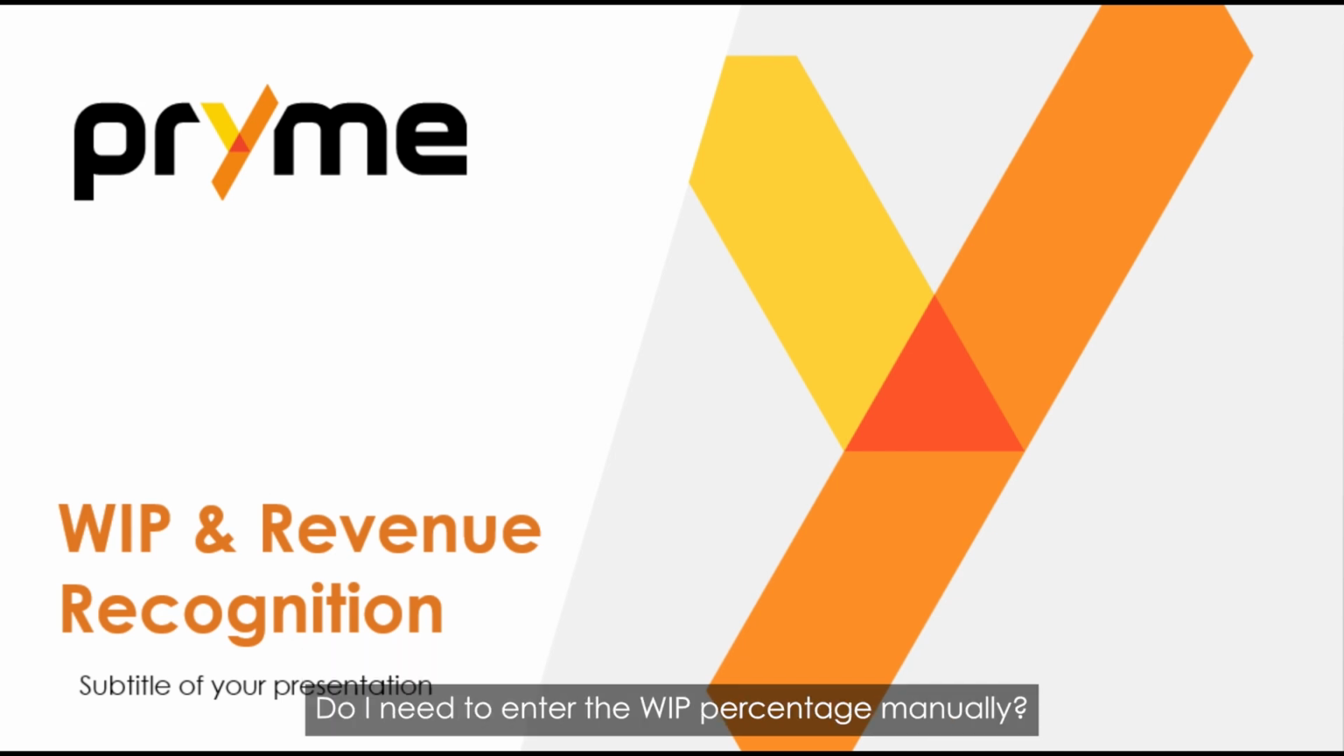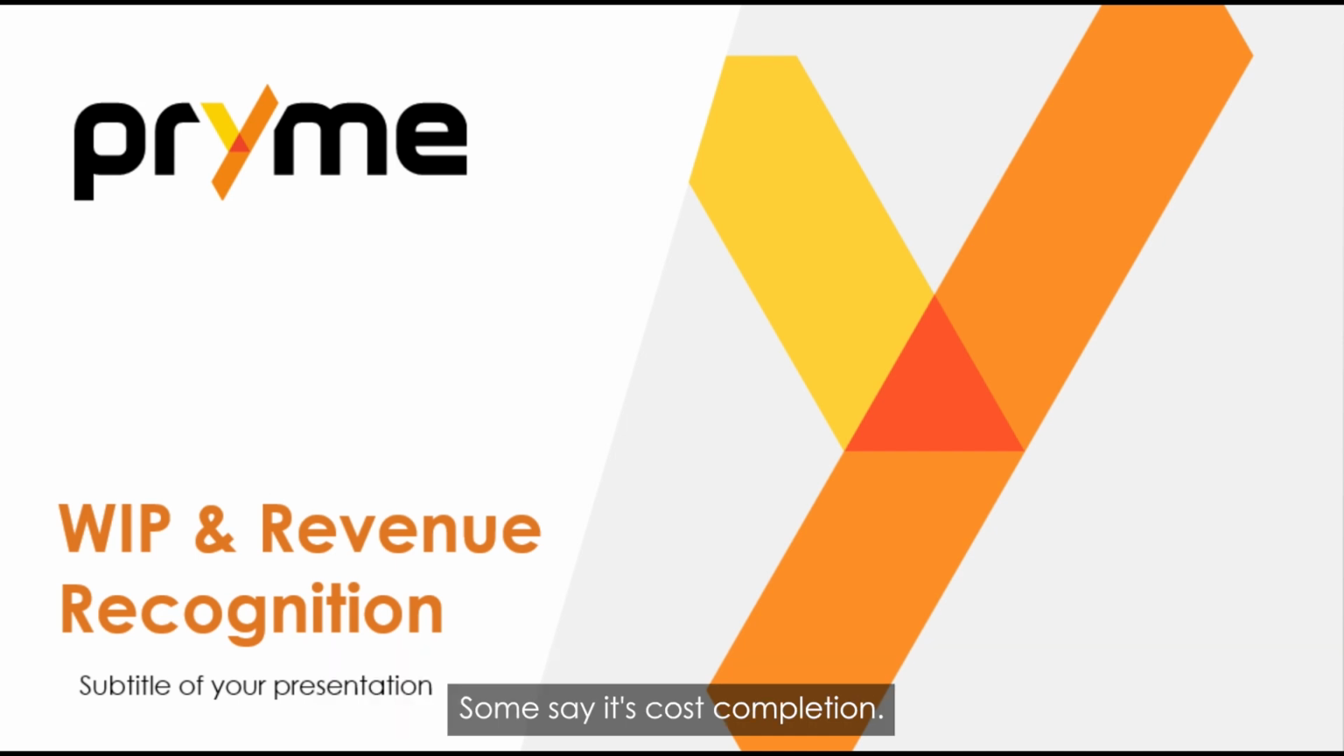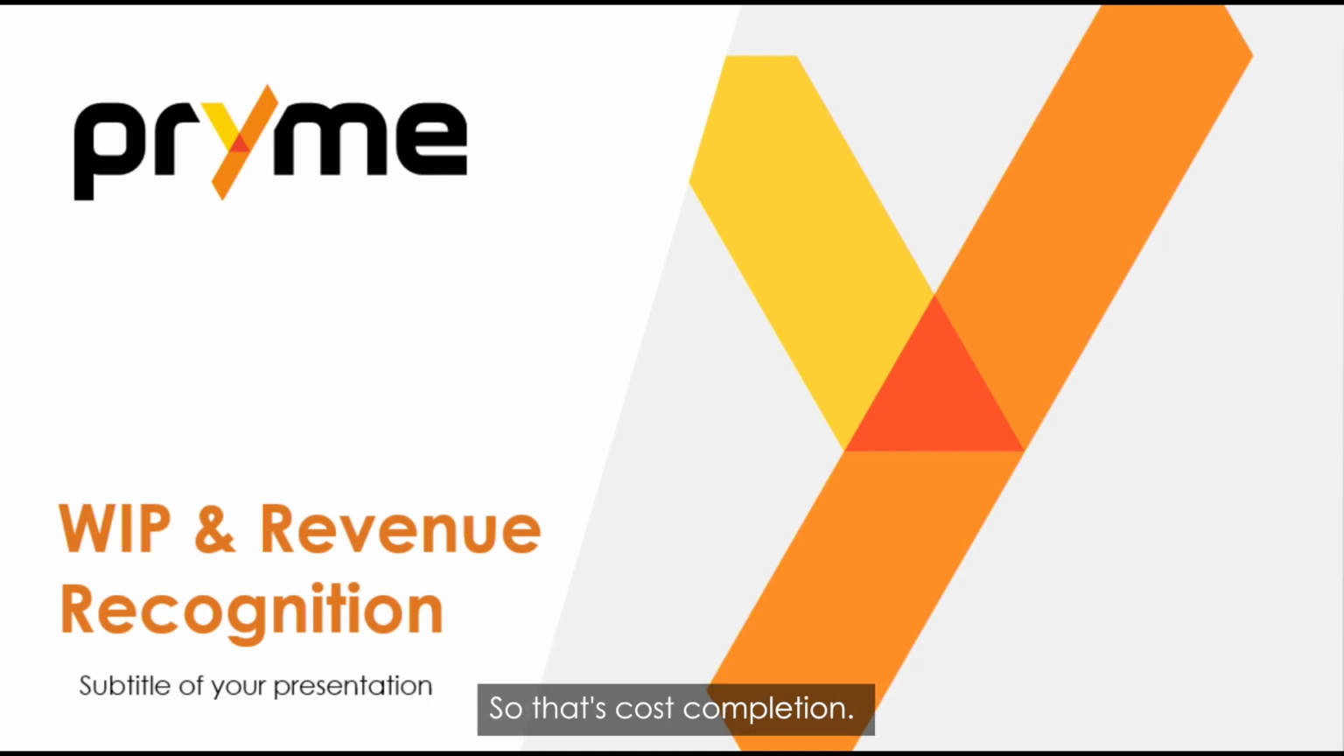And then you could say, so this WIP percentage, do I need to enter it manually? Yeah, actually you do. Could I get some help? Yeah, you could, but then it's back to how do you value this 18% or 50% or whatever it is. Some say, well, it's cost completion. If my actual cost is 20% of my budgeted cost, I should be able to recognize 20%. So that's cost completion. Others say, no, it's related to milestone.